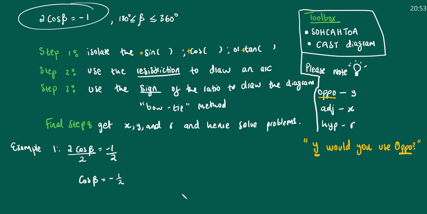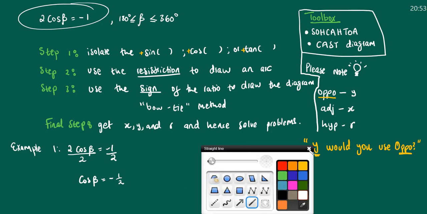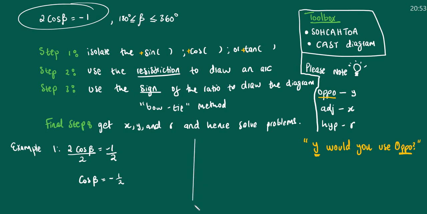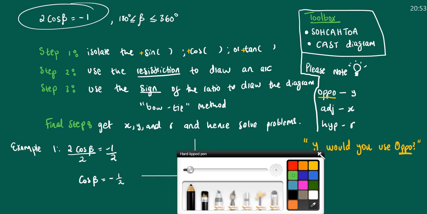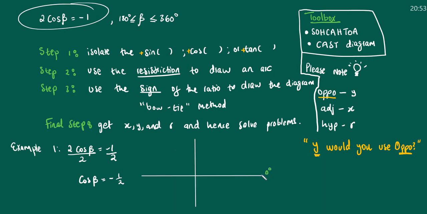Now that you have this, go to your diagram. Go to the Cartesian plane, and you know that usually your Cartesian plane would have 0 degrees here. This would be X, and then you have 90 degrees here. This would be Y, right? Then here you would have 180 degrees, and then here you would have 270 degrees, 360 degrees.